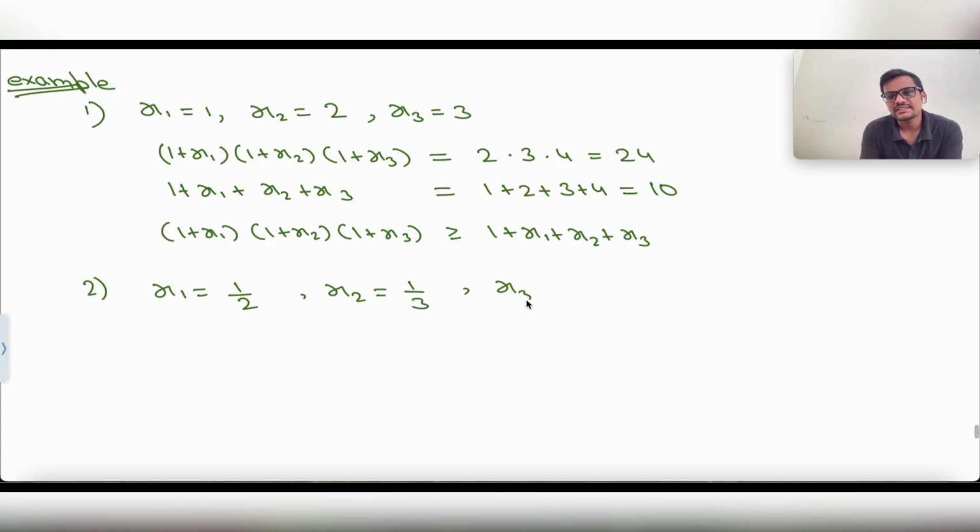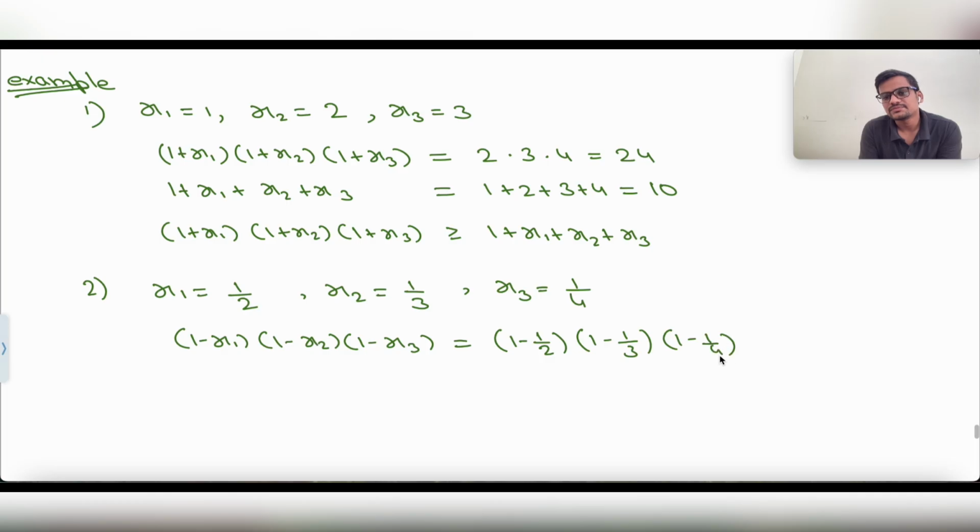Now for the second part, x1 equal to 1 upon 2, x2 equal to 1 upon 3 and x3 I am taking 1 upon 4. Then the product (1 - x1)(1 - x2)(1 - x3) will be equal to 1 minus half, 1 minus 1/3 and 1 minus 1/4. So this will be equal to half product 2 upon 3 product 3 upon 4, and this will be equal to 1 upon 4.